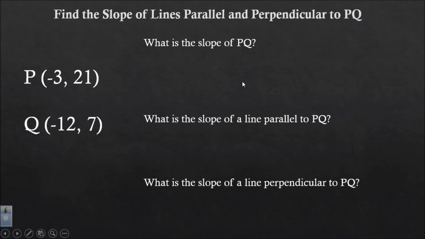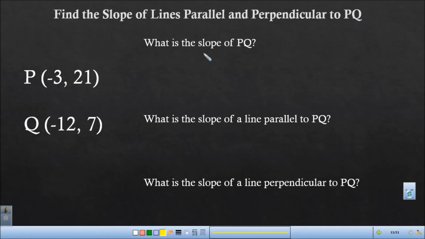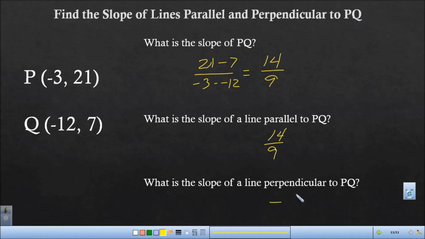Okay. Finally, this is just a basic calculation one. So we're going to find the slope of these lines. So there's no graph this time. 21 minus 7 over -3 minus -12. 21 minus 7 is 14. -3 plus 12 is 9. So 14/9 is the slope. A parallel slope would be 14/9, and a perpendicular slope would be -9/14.